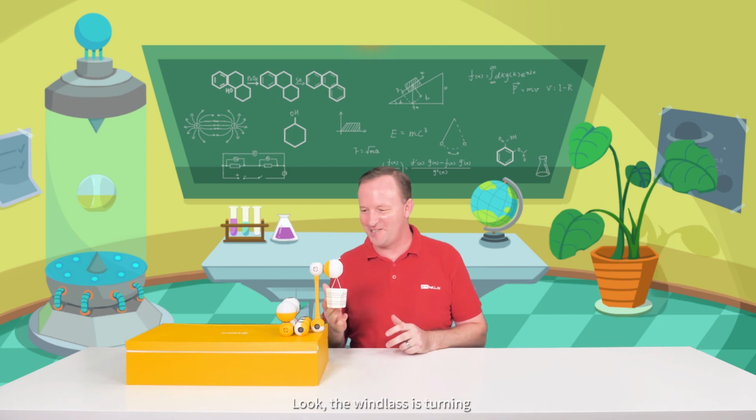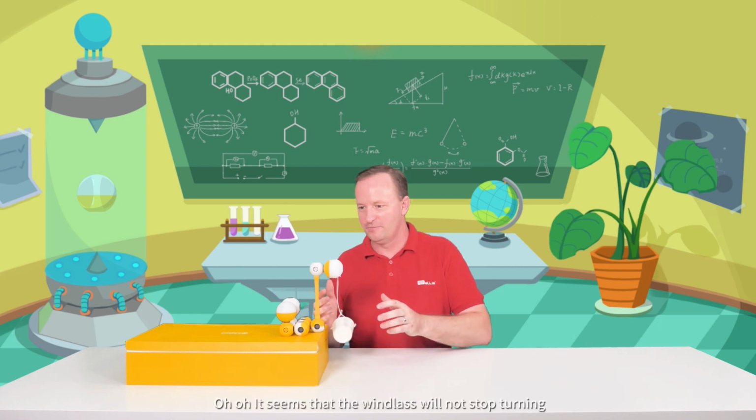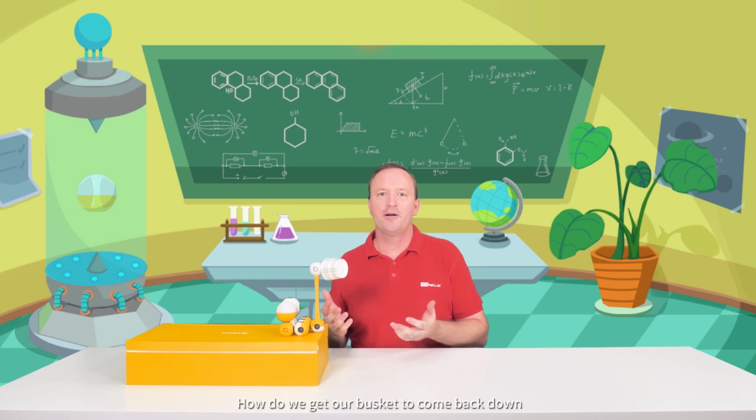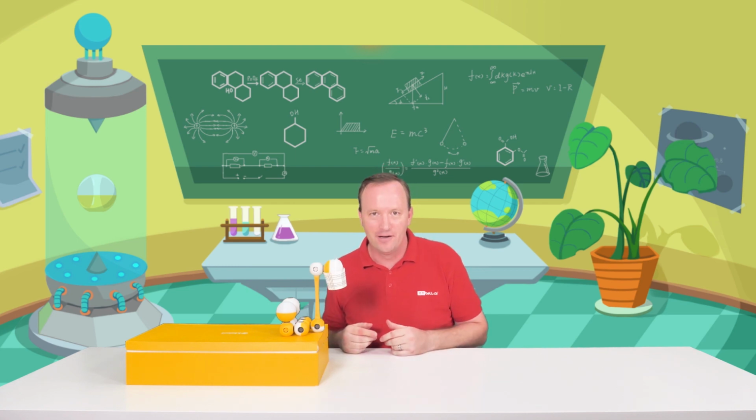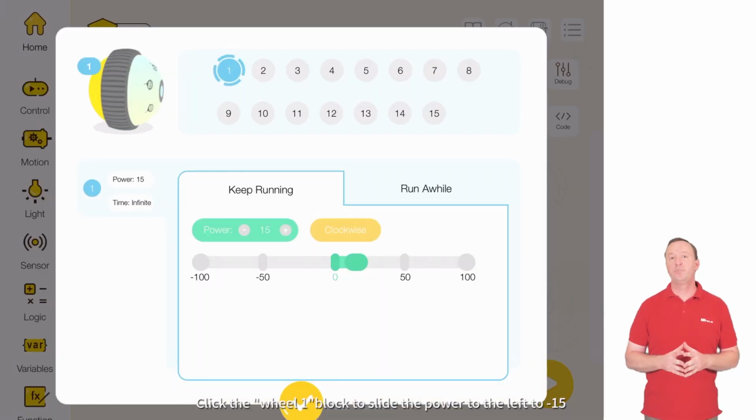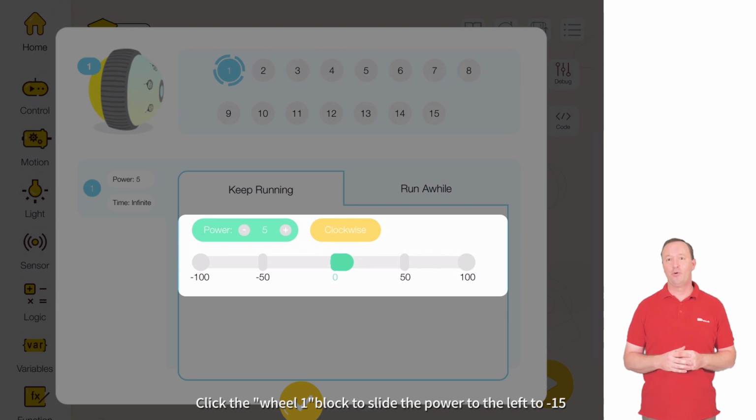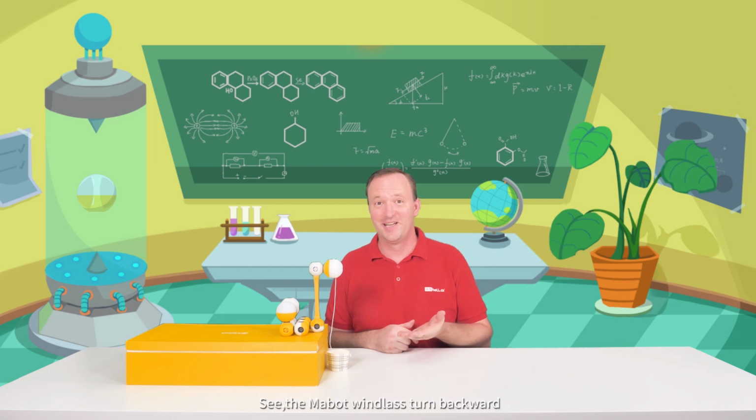Look, the windlass is turning. Uh-oh. It seems like the windlass won't stop turning. How do we get our bucket to come back down? Click the wheel 1 block to slide the power to the left to -15. See? The Mabot windlass turned backward.